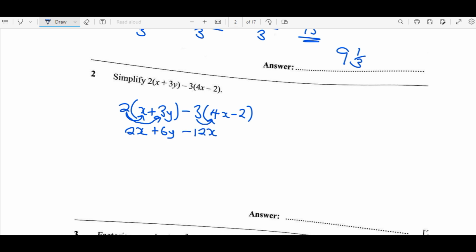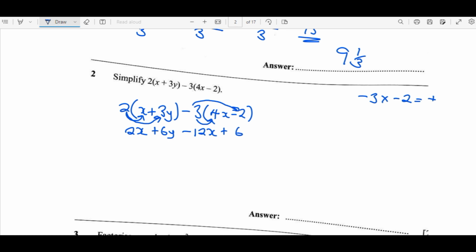And then remember, we're going to say negative 3 times negative 2. So negative times negative, it will give you a positive. So negative 3 times negative 2, meaning that negative times negative will give us a positive. So in that case, you're going to have positive 6.